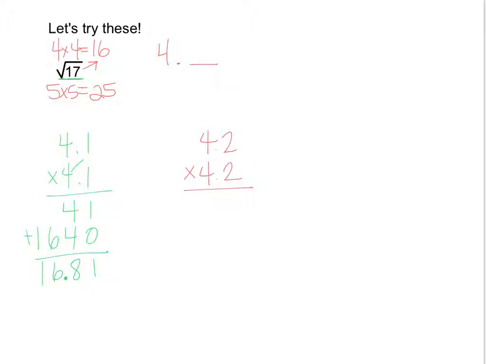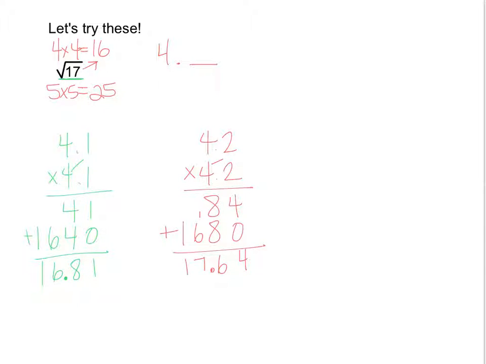2 times 2 is 4. 4 times 2 is 8. Hold my place value. 4 times 2 is 8. 4 times 4 is 16. Add together 4, 16, 7, and 1. And I get an answer of 17.64, which is now greater than the target number of 17.